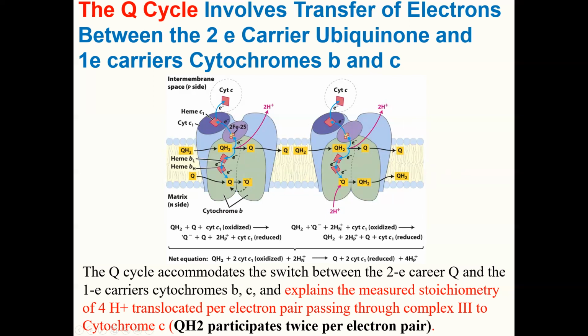So that's what it means. QH2 participates twice per electron pair. And what does that mean? Right here you can see QH2 on the top and QH2 again here on the right hand side. So it's participating twice per electron pair, transferring those 2 electrons to 2 molecules of cytochrome C. Pretty cool, right? It is fascinating. I hope you enjoyed this. You read this again and again, and you listen to the lectures, and it will make all sense to you.